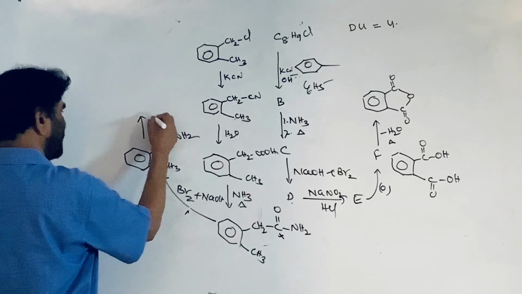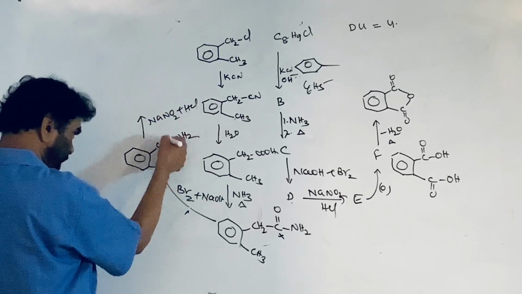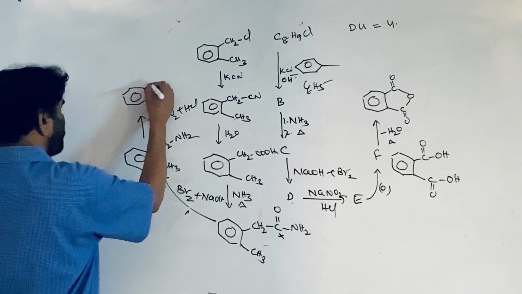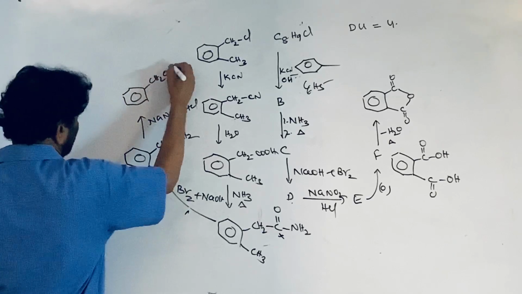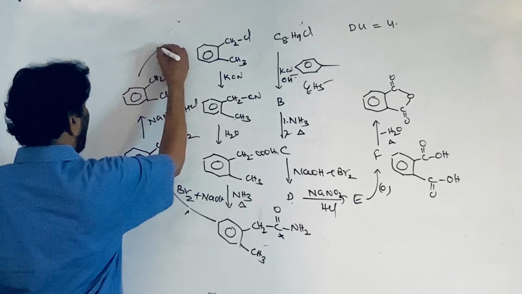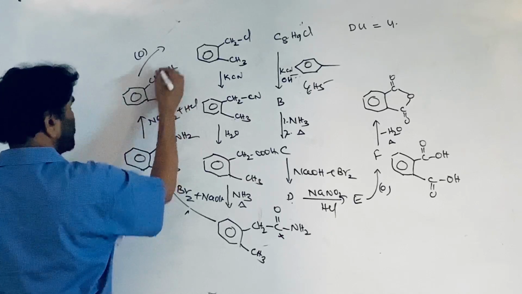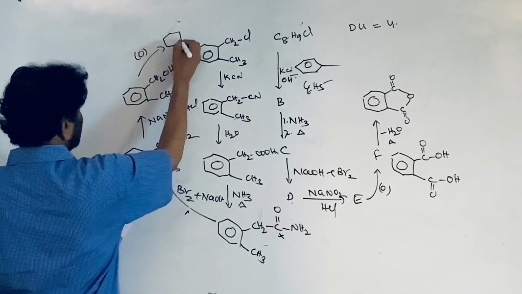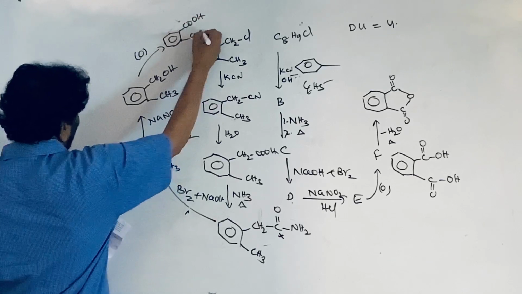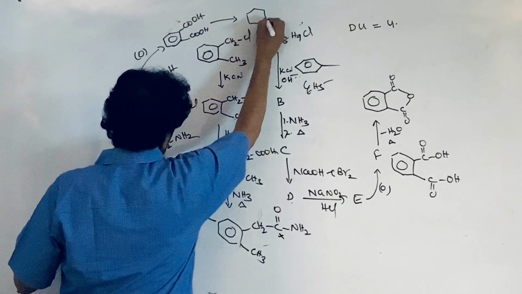This on treatment with NaNO2 plus HCl, an aliphatic primary amine, gives the alcohol. This is your compound, CH2OH, and this is CH3. This on oxidation, this is converted to COOH, this is converted to COOH, giving phthalic acid. Phthalic acid on further heating produces phthalic anhydride.